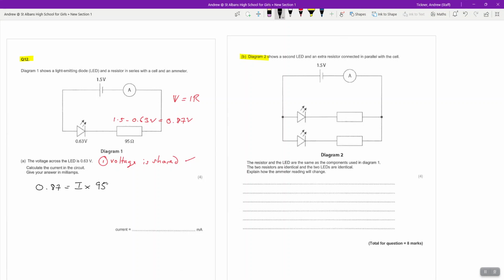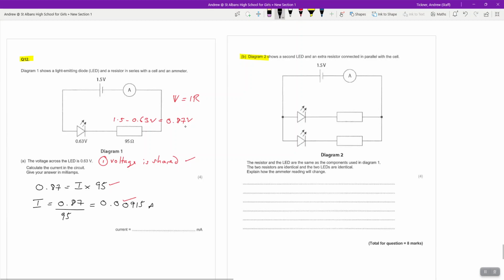Okay, and now that's our second mark. We can therefore rearrange that, so we divide that through. So our current is equal to 0.87 over 95, and that is going to come out as being 0.00915 amps. Okay, so this first bit is a mark, this is a mark, and this third bit is a mark. So we've got to 3.